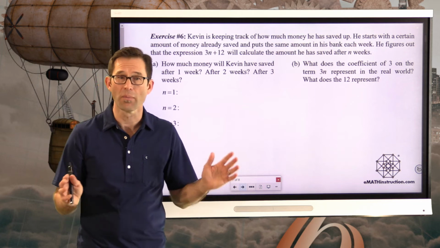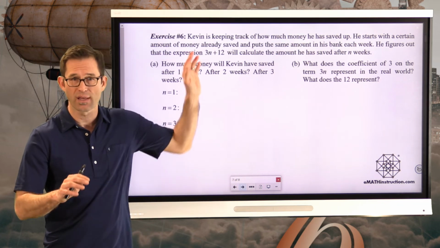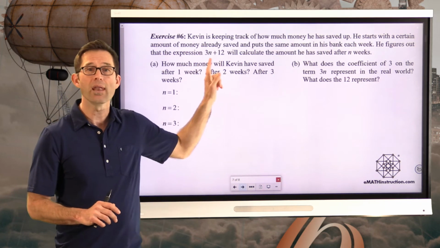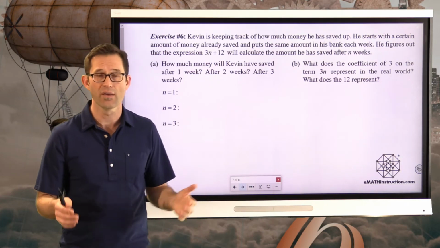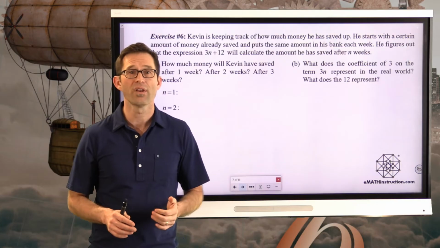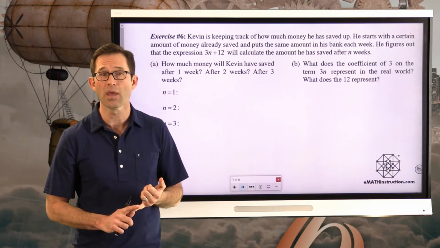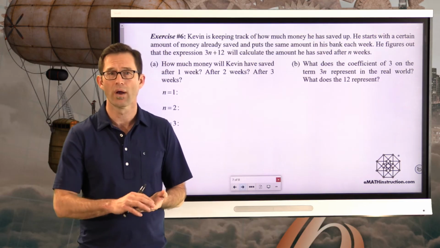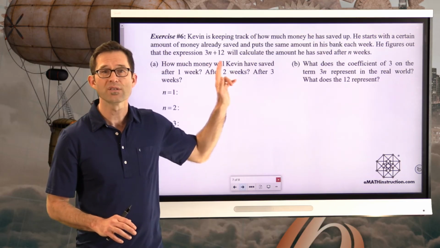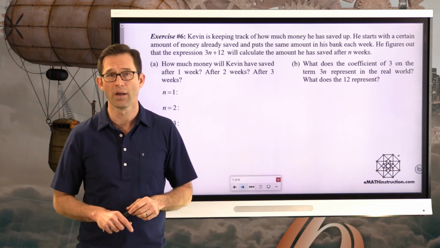All right, so this is simple, but just to make sure we really got it, there's lots of words up here. 3n plus 12 is telling us how much total money Kevin has saved up. We've been told that Kevin had a certain amount of money saved to begin with, and then puts in the same amount of money each week, right? And that somehow this expression calculates the total amount of money that he has.